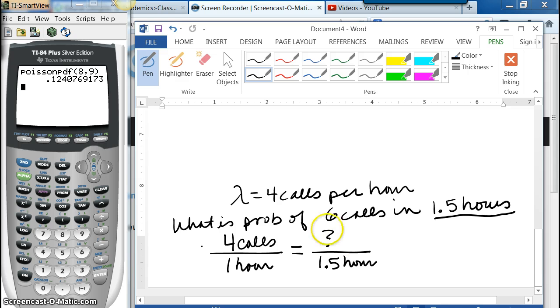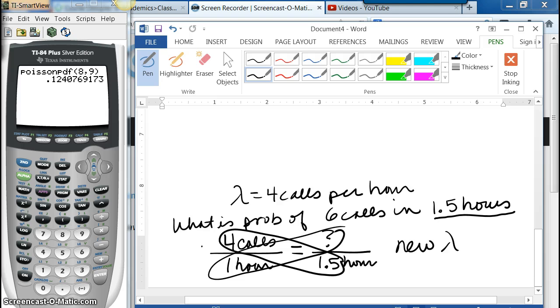If you set up the proportion and you cross multiply, you take 4 times an hour and a half, and then you divide by whatever is across from here, which in this case is just a 1, so that's not as bad as some of the questions that are in the textbook. So you're going to go 4 times an hour and a half, and then divide by 1. That'll give you your new lambda on that question. And so the new lambda is going to be a 6. It's 6 calls per every 1.5 hours. So the new lambda is 6.